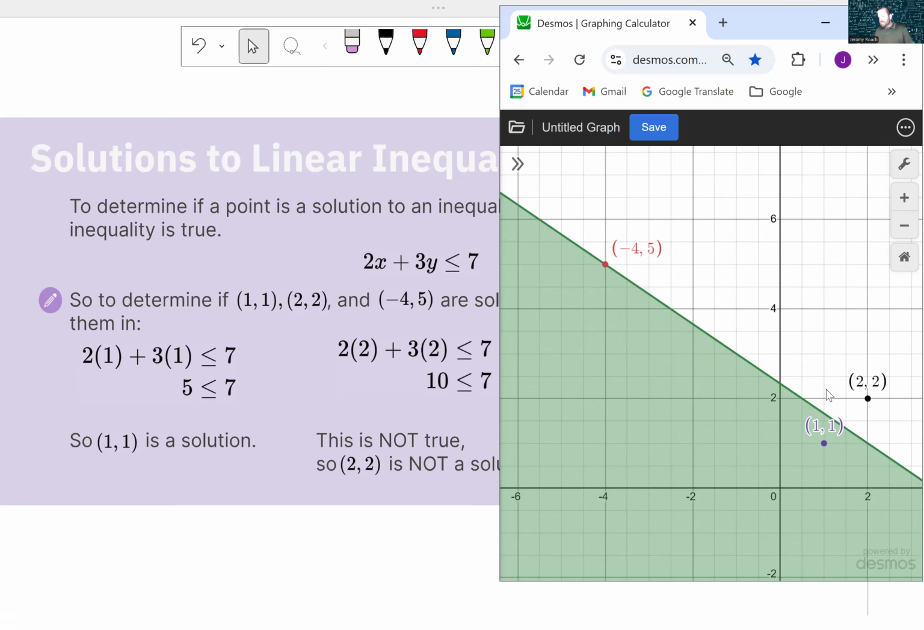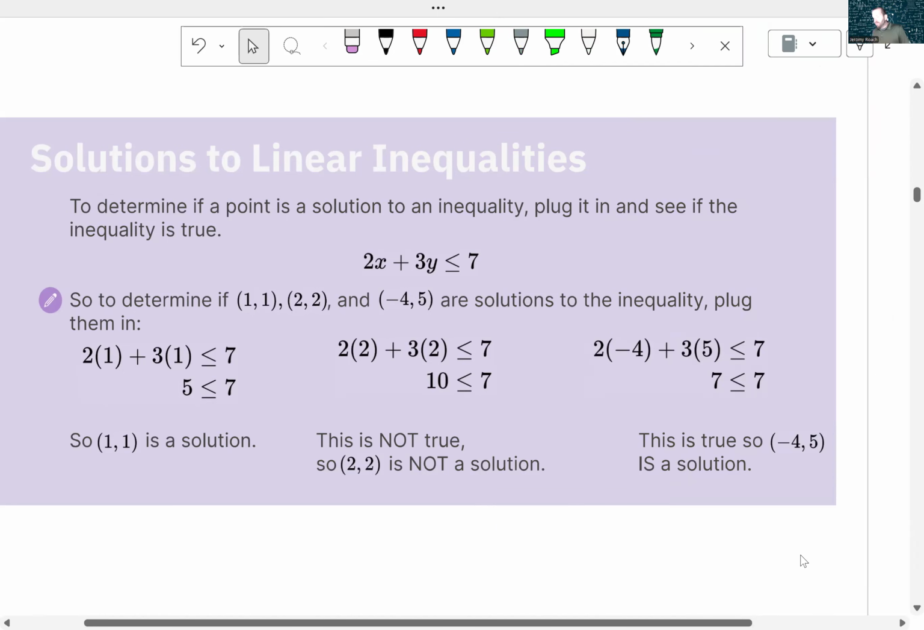Or if it's within the solution set or not. Now, if you would rather use algebra and it's faster for you, you can do that. So if we check 1, 1, we're plugging in 1 for x and 1 for y. So we just plug those numbers in.